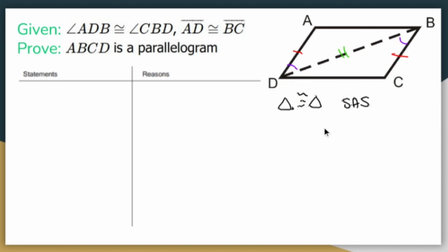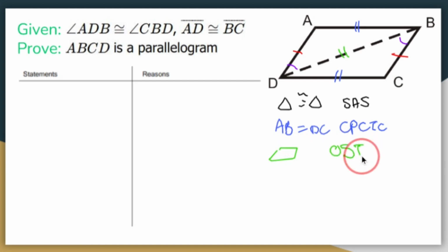I'm just making a rough draft over here. Once I say that the triangles are congruent by SAS, now I'm going to do the opposite sides again. I already know that AD and BC are congruent, but since these triangles are congruent, I could say that these sides are congruent by using CPCTC. So I could say that AB is congruent to DC by using the corresponding parts of congruent triangles are congruent theorem. Now that I have that, I could say that this is a parallelogram using the opposite sides theorem converse.